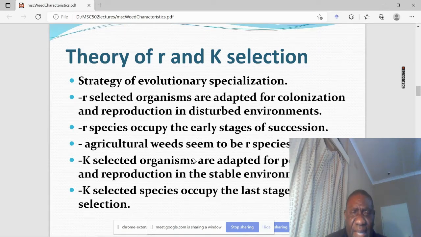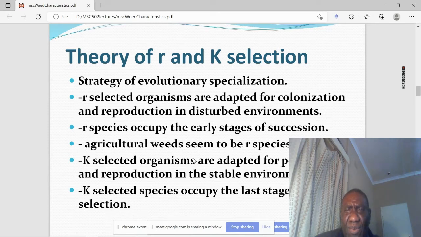Then, on the other hand, we can have vegetation outside the agricultural fields, where we have forests, a lot of trees, grasslands, which are quite stable. These plants are known as K-selected plants or organisms and are adapted for persistence and reproduction in the stable environments. So where you find forests and grasslands, the vegetation is quite stable. So we say the K-selected plant species occupy the last stages of succession.